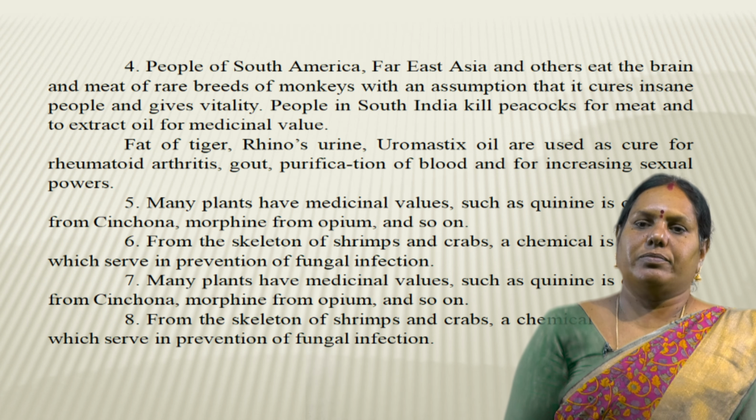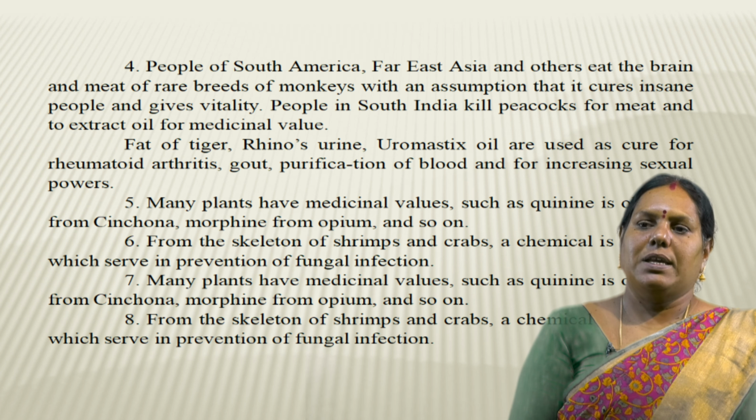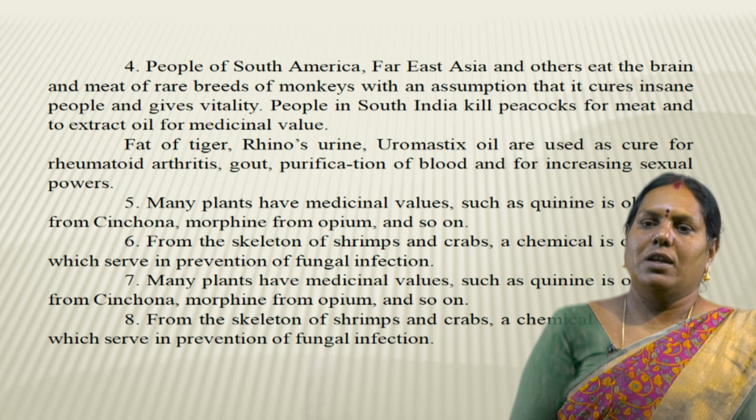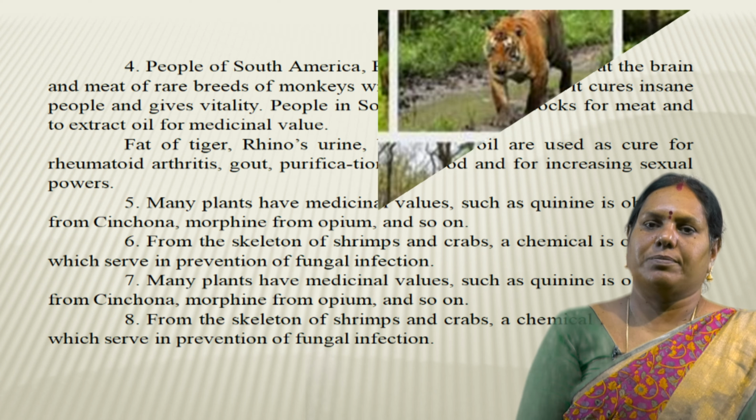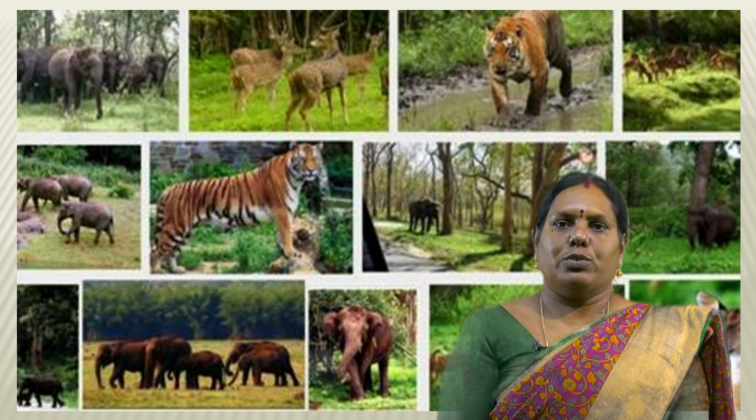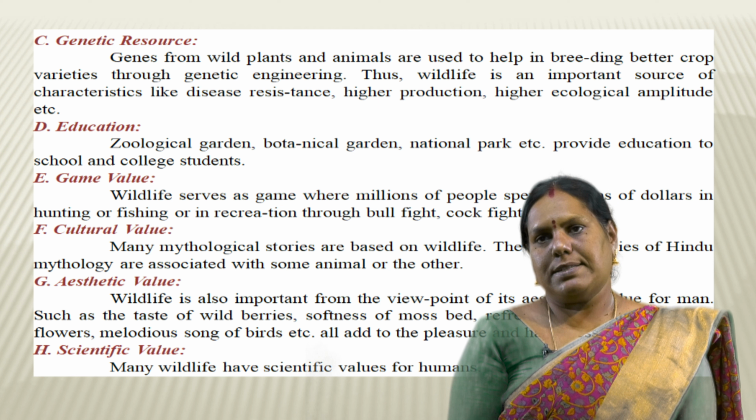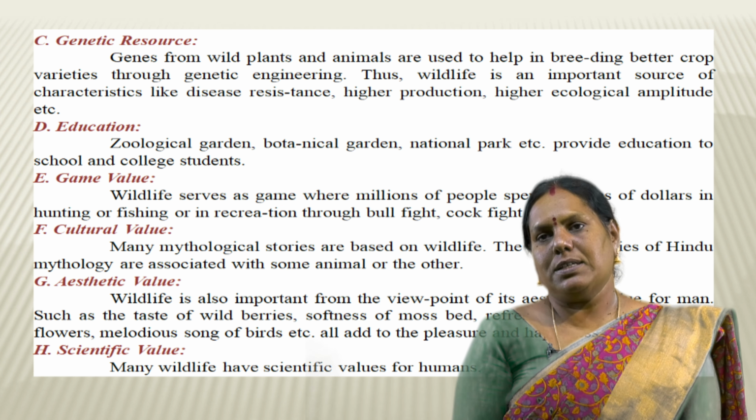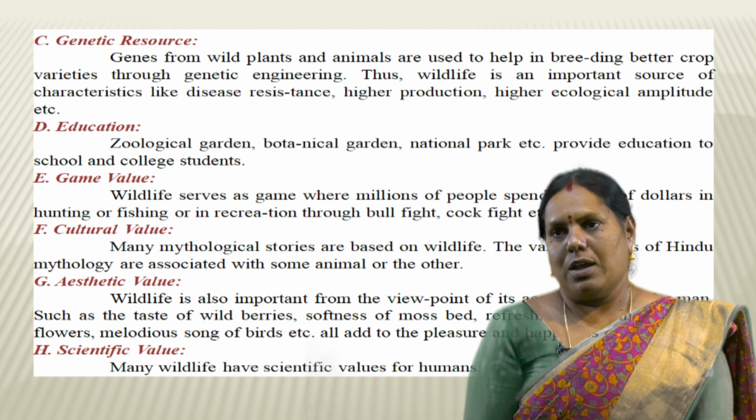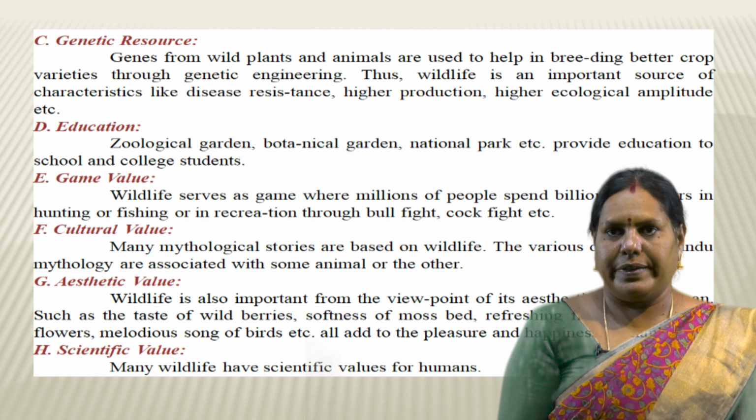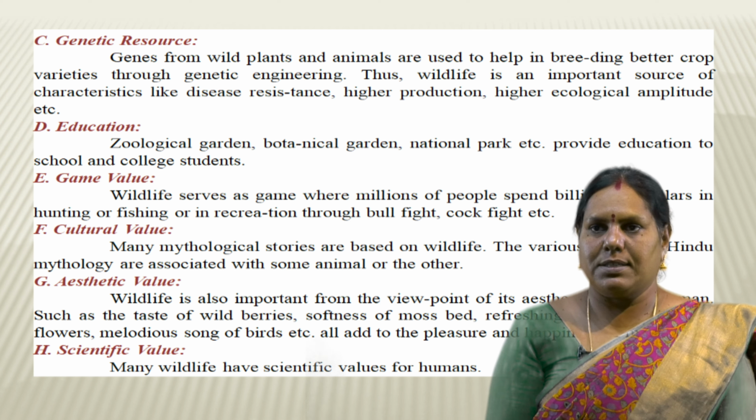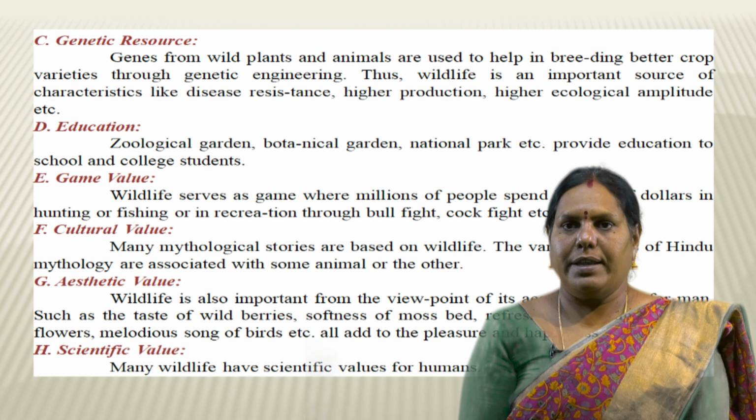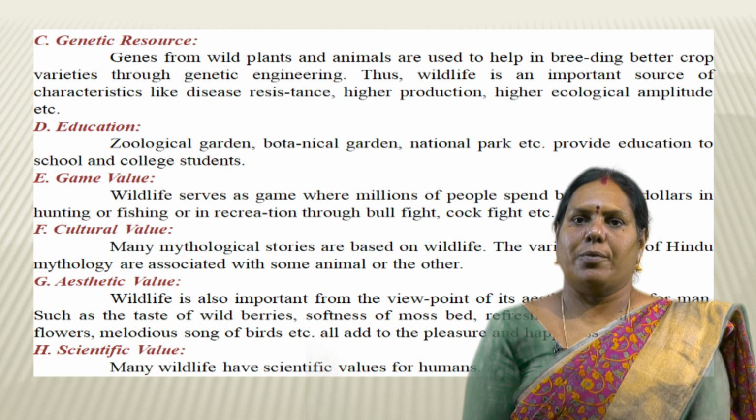From the skeleton of shrimps and crabs, a chemical is obtained which serves in prevention of fungal infection. Then genetic resources. Genes from wild plants and animals are used to help in breeding better crop varieties through genetic engineering. Thus, wildlife is an important source of characteristics like disease resistance, high production, higher ecological amplitude, etc.